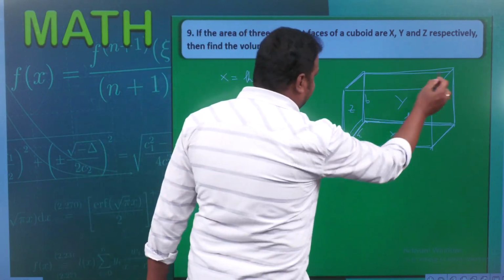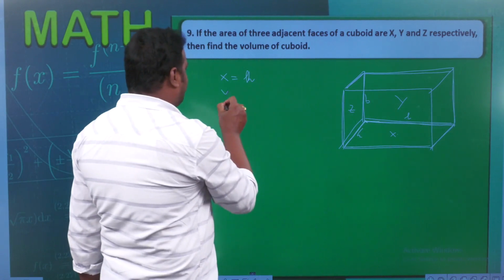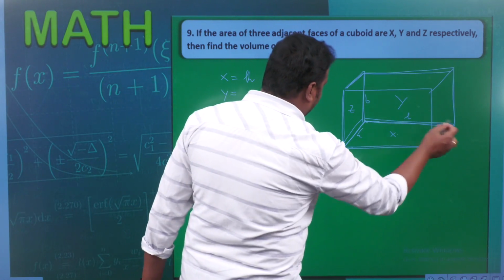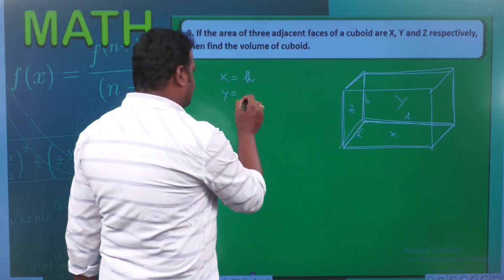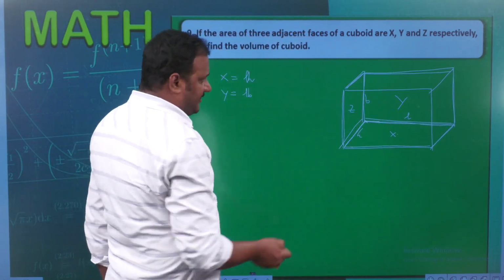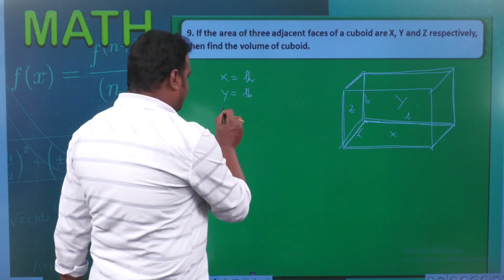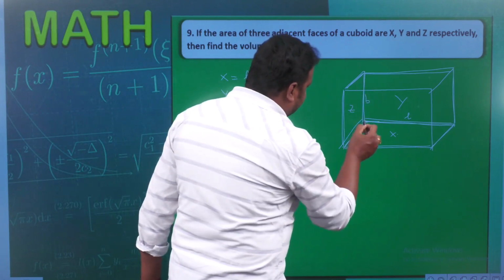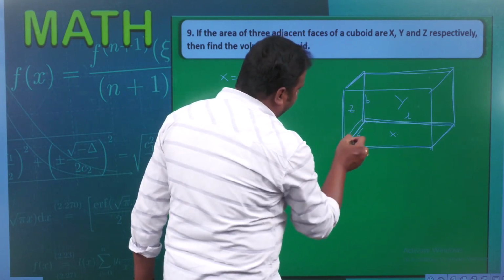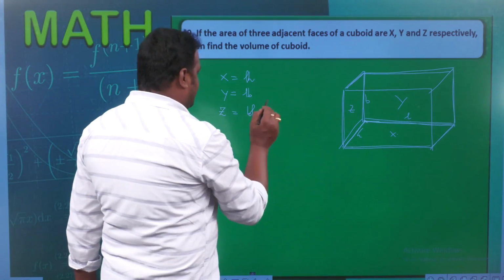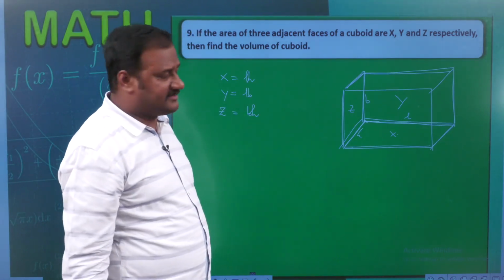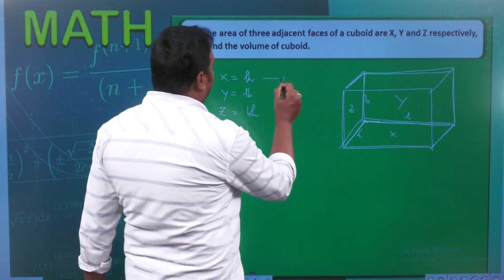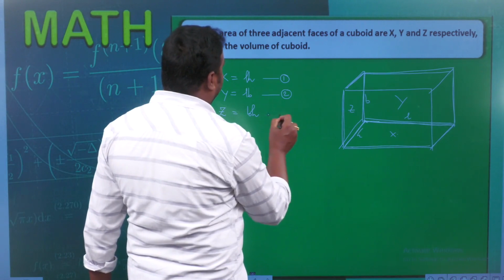And coming to this area that is y, here base is equal to L and our length is equal to L, breadth is equal to B. So it would be L into B. Coming to this rectangle, area is equal to Z, which is equal to here, this is the length and this is the width. So here it is B and here it is H. So it would be B into H, right? So you need to find out the volume. That is why this is LH and this is LB and this is BH.